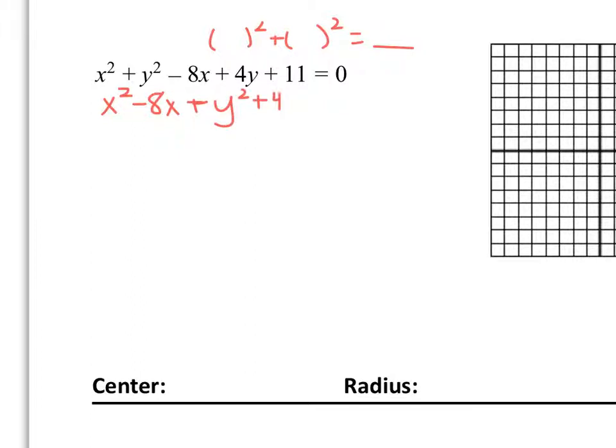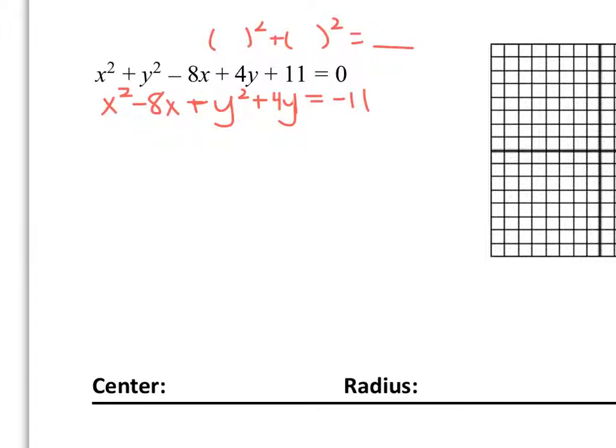Some of you are going to be able to do some of these steps in your head without using the box, and that's totally fine. That's awesome. I'm just going to show you using the box though. So we want to get our x's and y's together, and then we're going to move our constant. I'm going to be lazy and just erase this and say equals negative 11, because I usually do that in one step. So get x's and y's together and then move your constant to the other side.